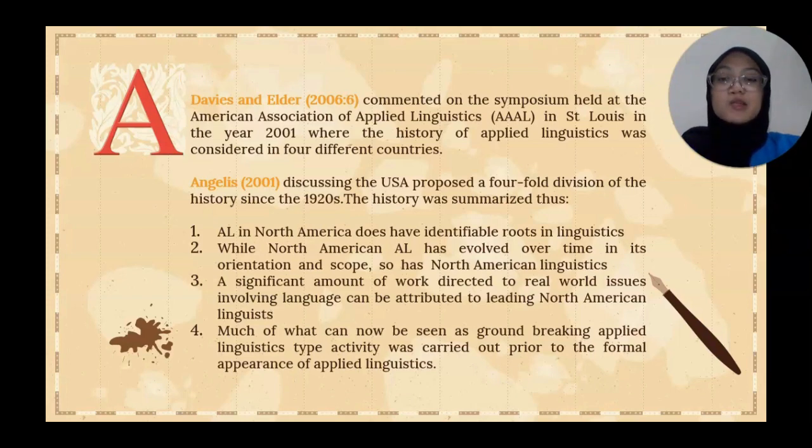First, applied linguistics in North America does have identifiable roots in linguistics. Second, while North American applied linguistics has evolved over time in its orientation and scope, so has North American linguistics. Third, a significant amount of work directed to the real-world issues involving language can be attributed to leading North American linguistics. Much of what can now be seen as a groundbreaking applied linguistic type activity was carried out prior to the formal appearance of applied linguistics.